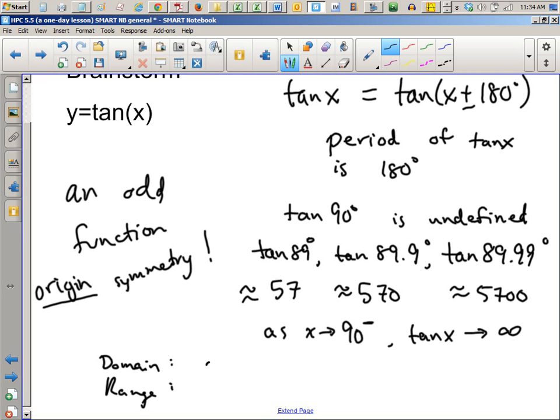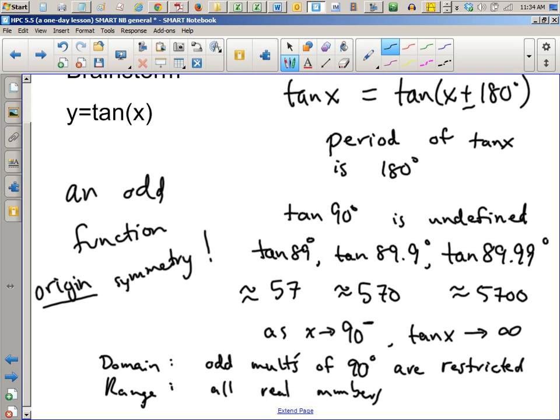In other words, no odd multiples of pi over 2, or you could say odd multiples of 90 are forbidden, right? Odd multiples of 90 degrees are restricted. But the range was all real numbers. The range is all real numbers. Okay, that's good enough. Let's just go ahead and sketch our first tangent graph.